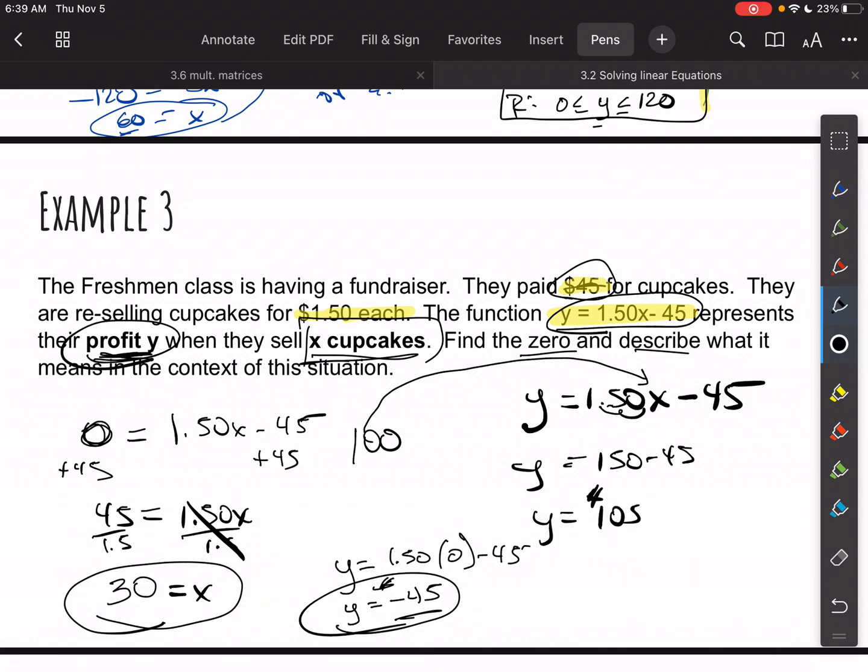When it says, what does it mean in the context of this scenario? It means if you plug a 0 in for x, that is the place where we didn't sell anything and we lost money. If you plug a 0 in for y, it's the break-even point. After that, we start making money.